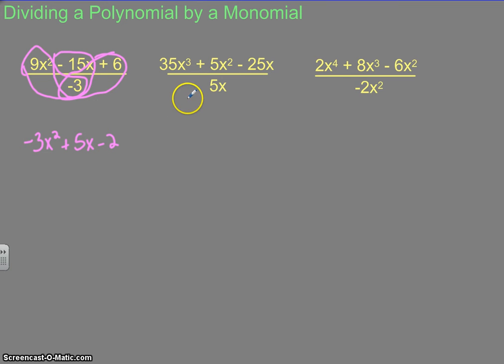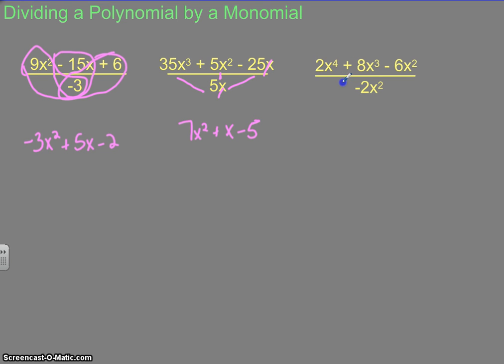Okay, next one. I'm looking at this first right here. 35 divided by 5 is 7. x^3 divided by x^1 would be x^2. Remember, I subtract exponents when I divide. Now here I want to look at this. 5 divided by 5 is 1. x^2 divided by x^1 is x^1, just x. So it's 1x^1 or just x. Next one, I'm going to look at this. Negative 25 divided by 5 is negative 5. The x's cancel. I've got an x^1 here, it cancels out. Okay, so what I have here, 7x squared plus x minus 5.